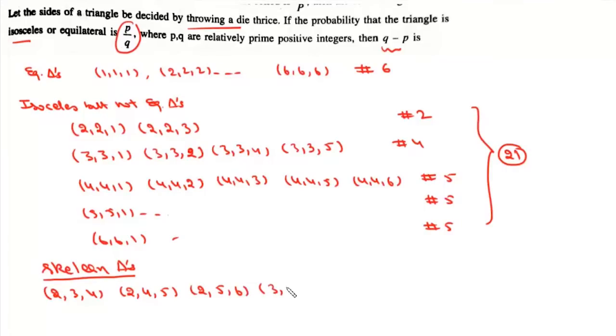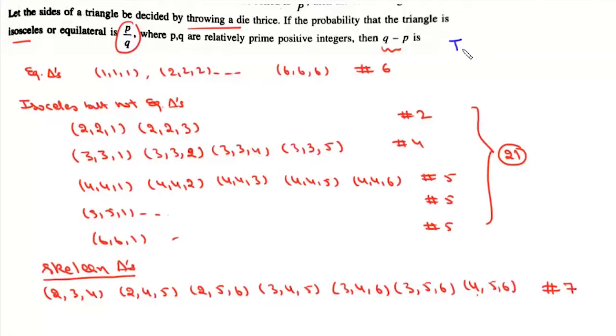And the same way, the smallest side is 3. Then we'll have 3, 4, 5. We'll also have 3, 4, 6. And then we'll have 3, 5, 6. And also 4, 5, 6 considering the smallest side is 4. So here we have 7 cases. So there'll be these 7 scalene triangles.